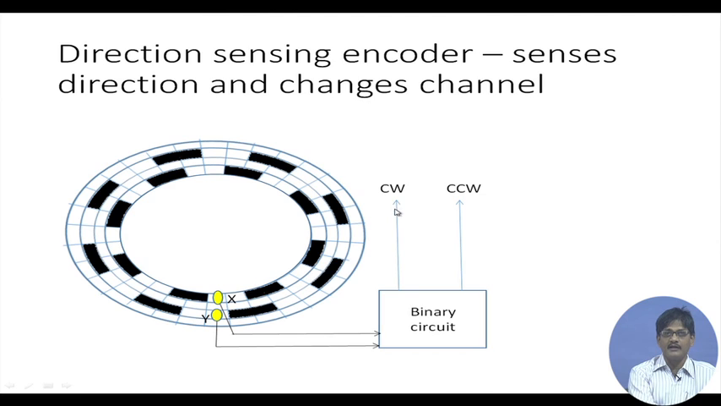And we can connect these two up to the two sides of the up down counter. We will come to that when we discuss at length the continuous control loop with respect to interpolators. So, this is how the direction sensing encoder can sense the direction and change the channel along which the output is to be produced.